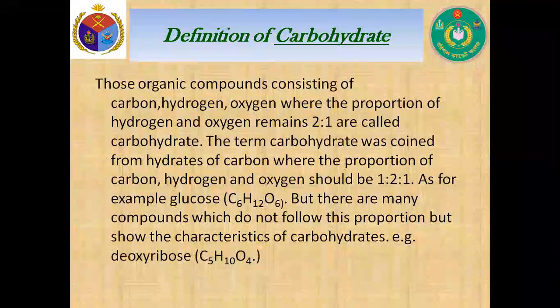Now, the definition of carbohydrate. Those organic compounds consisting of carbon, hydrogen, and oxygen, where the proportion of hydrogen and oxygen is 2 to 1, are called carbohydrates. The term carbohydrate was coined from hydrates of carbon, where the proportion of carbon, hydrogen and oxygen should be 1 to 2 to 1. For example, glucose is C6H12O6. But there are many compounds which do not follow this proportion but show the characteristics of carbohydrates, like deoxyribose.